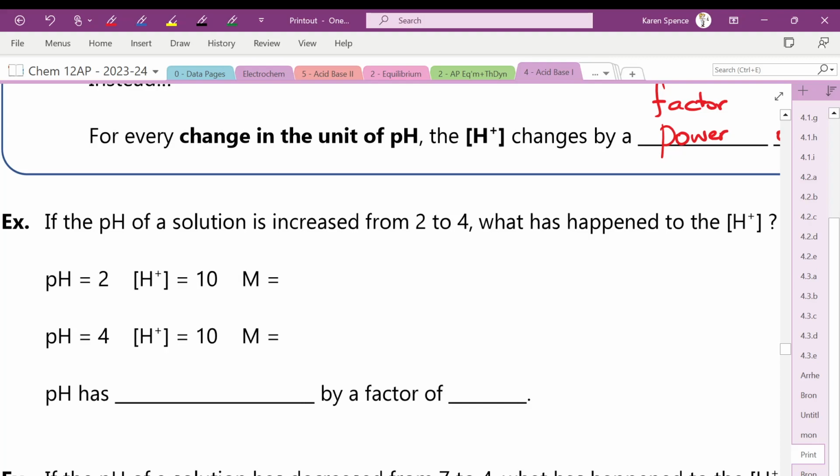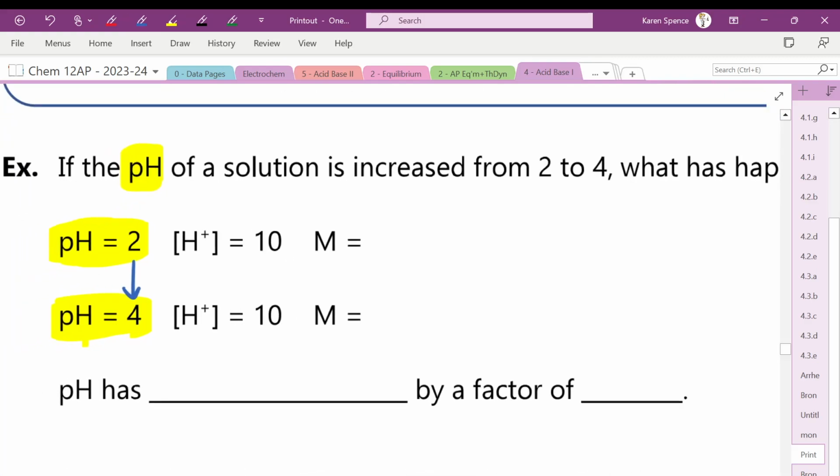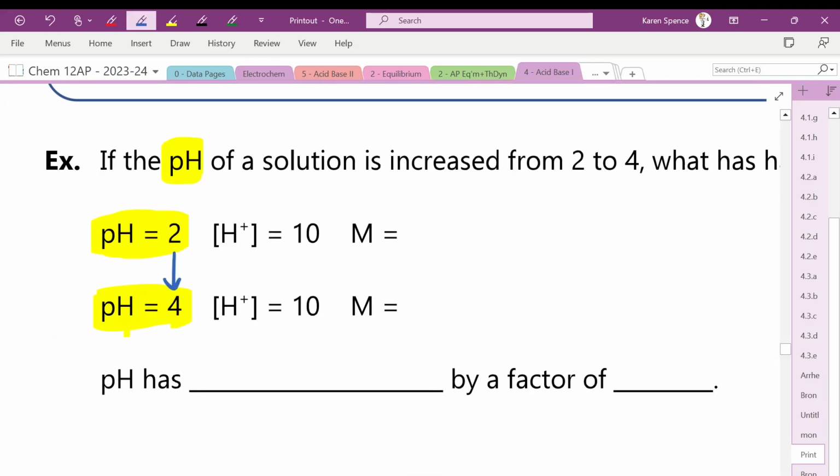So we have an example here. If the pH is increased from 2 to 4, so we start at 2 and we finish at 4. Well, the first thing we need to realize is that when we're given a pH, hydrogen ion concentration is equal to 10 to the negative pH. So if pH is 2, hydrogen ion concentration is 10 to the negative 2.